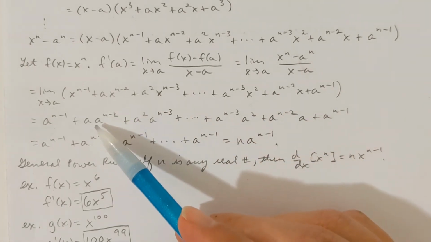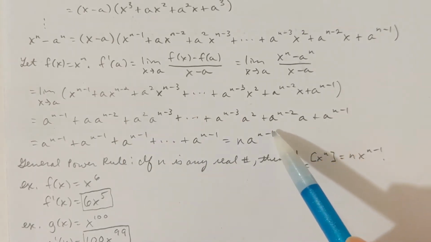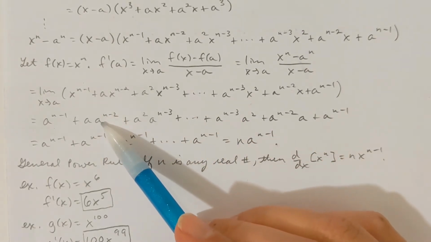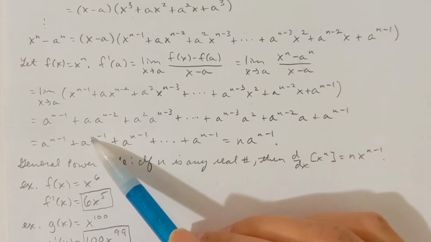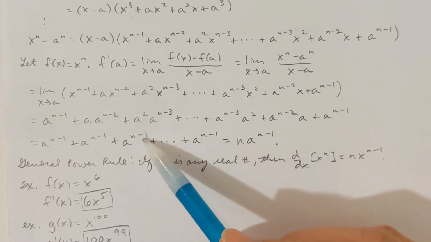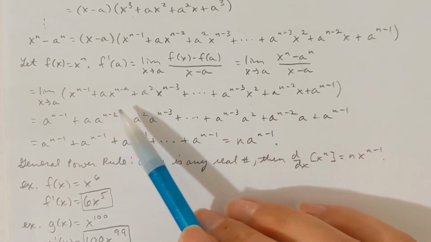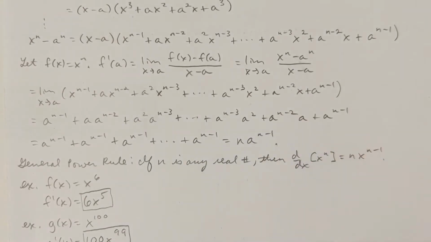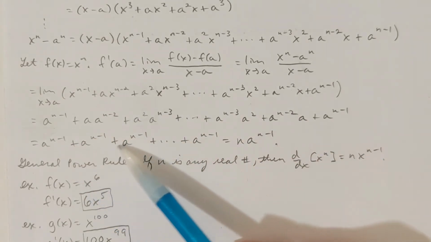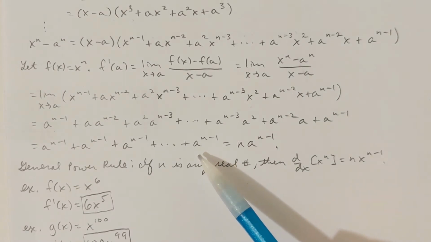Now, the next thing you're going to do is you're going to keep the base and add the powers on all these other terms. A times a to the n minus 2, that would be a to the n minus 1. A squared times a to the n minus 2, that would be a to the n minus 1. Okay, you're going to get a to the n minus 1 on every single one of these terms. Now, how many terms do you have that you're adding that are all the same? Well, there's going to be n of them.